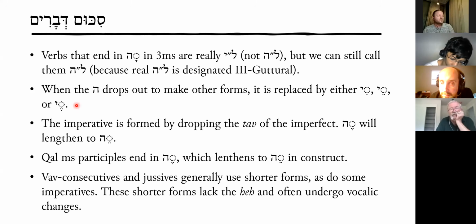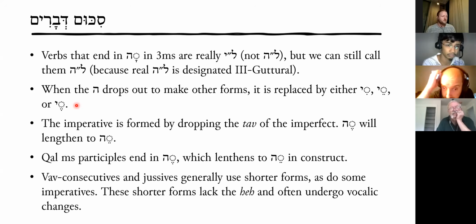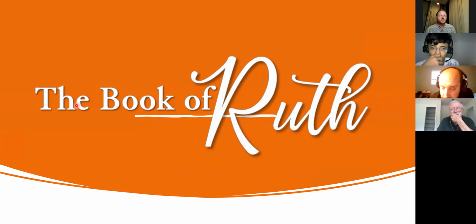Vav consecutives and jussives generally use shorter forms, as do some imperatives. These shorter forms lack the hey and often undergo vocalic changes. You don't need to memorize them all, but we kind of went over a lot of it just now. There's more information in the textbook, but that is just too much information.